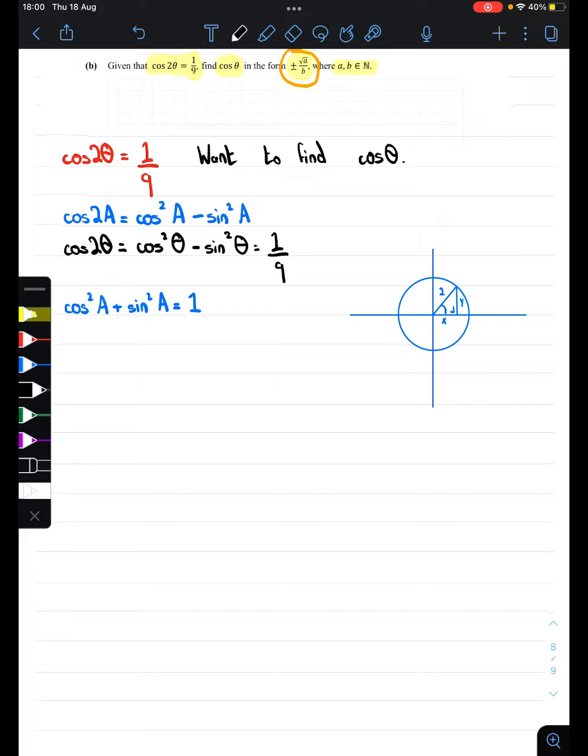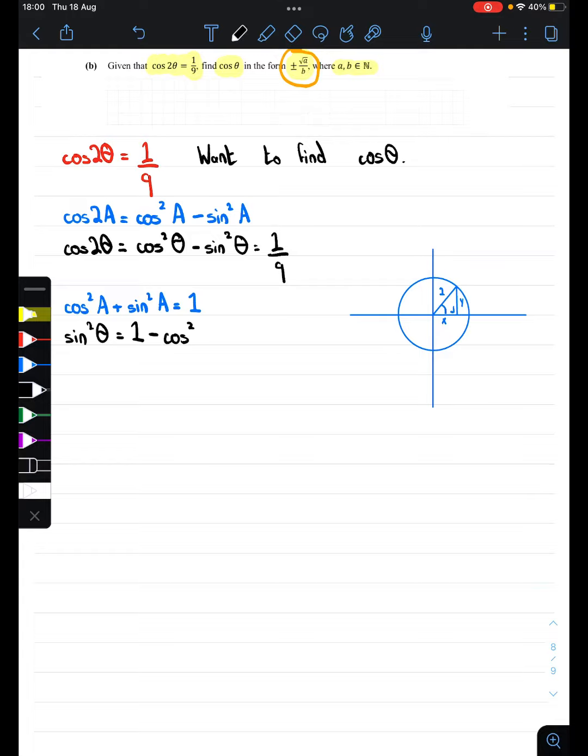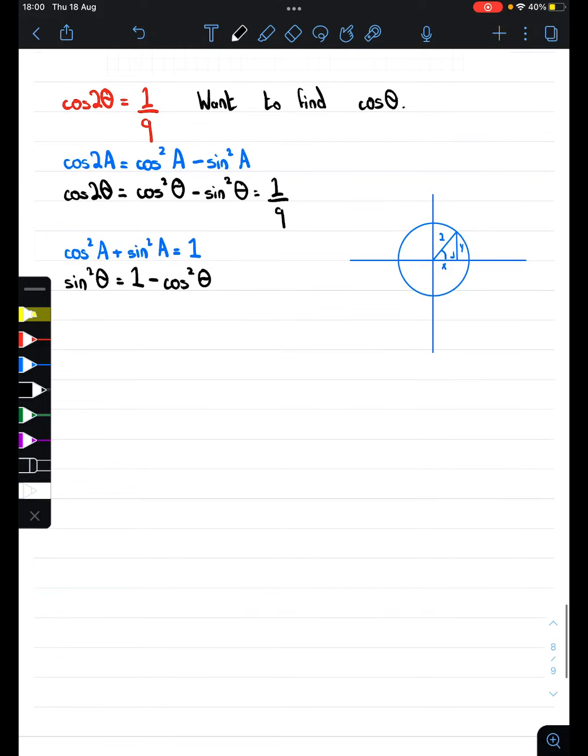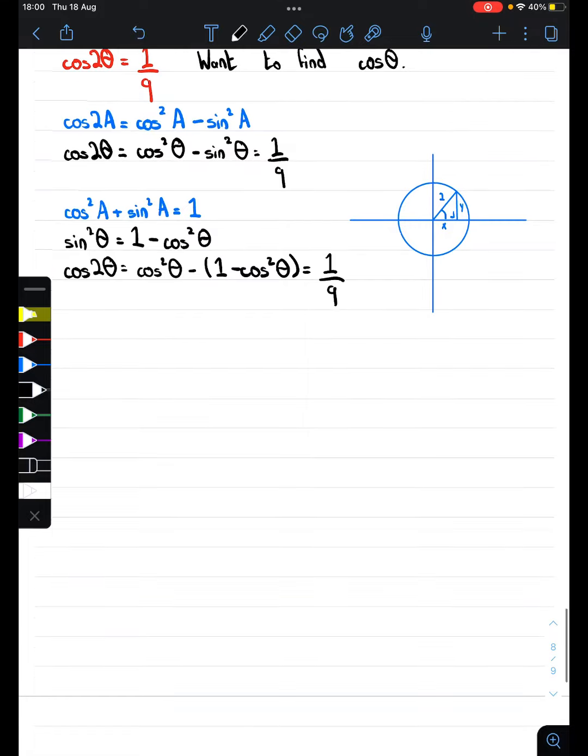So now we can use this formula to rewrite sine squared of theta in terms of cosine squared of theta, or just in terms of cosine of theta. So we get 1 minus cosine squared of theta. Then if we sub that back into our formula, cosine 2 theta equals cosine squared of theta minus 1 minus cosine squared of theta equals 1 over 9.